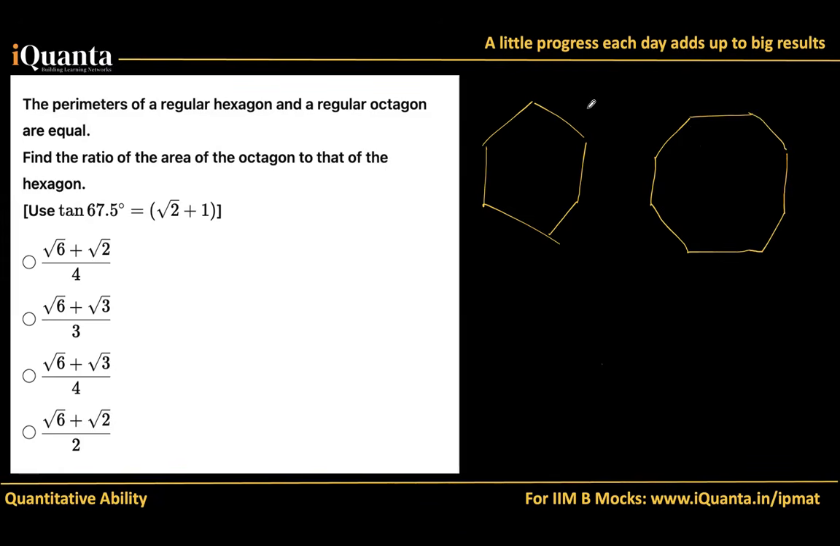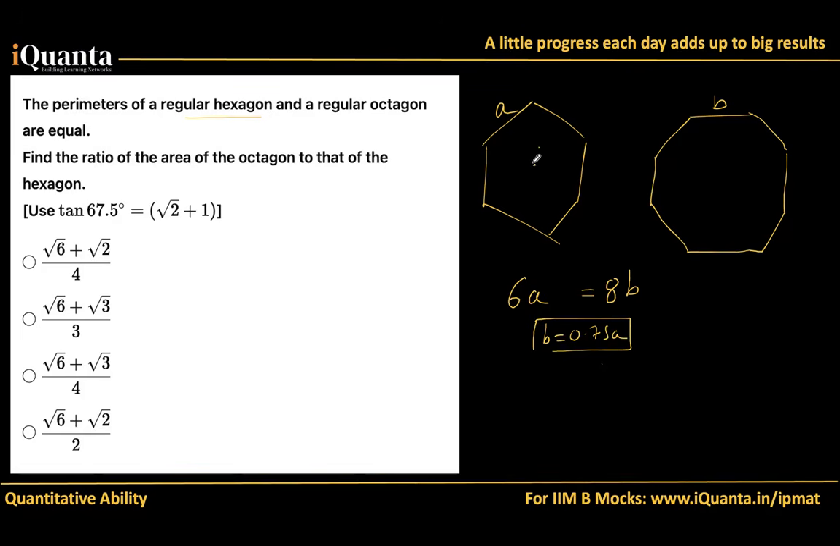Clear? So let us assume that the side of the regular hexagon is A and the side of the octagon is B. Now we have been given that their perimeters are equal. So if the side of the hexagon is A, its perimeter will be 6A. The perimeter of the octagon with side B will be 8B. Regular means all sides equal, all internal angles equal. Octagon also, all sides equal, all internal angles equal. So we have B equal to 0.75A, if we solve this, 6 by 8.